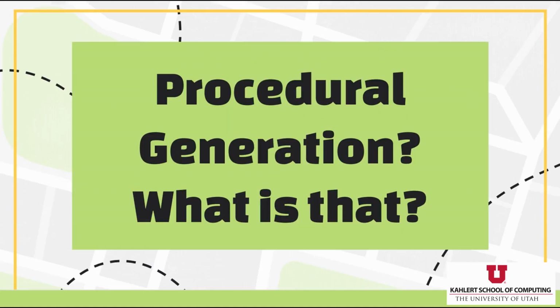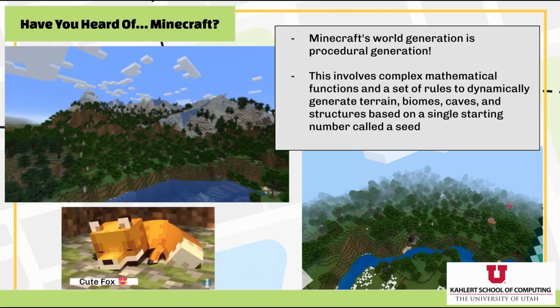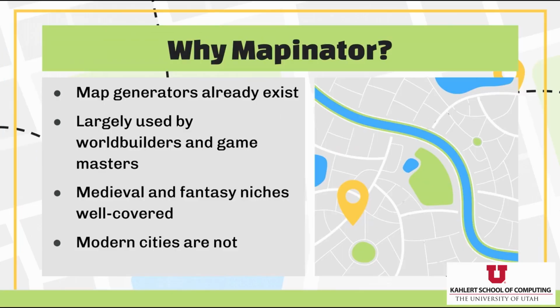Now, you may be wondering, what is procedural generation? Ever heard of Minecraft? Mapinator uses the same Perlin noise generation algorithm to create mathematical noise that is then used to create the basic landscape the app builds your city on top of. While a variety of map generators already exist, Mapinator distinguishes itself by being the only map generator aimed at replicating full-scale, modern-styled cities, as opposed to the others that are aimed at more fantasy and medieval styles.